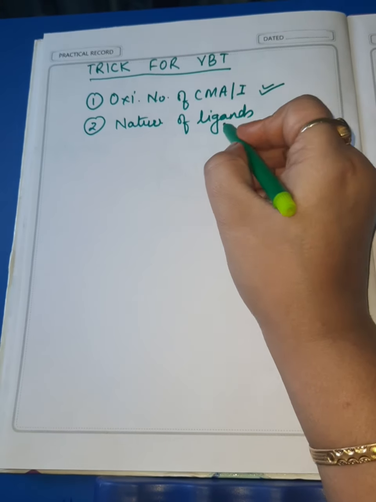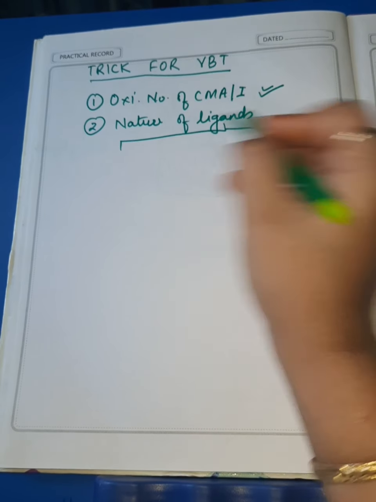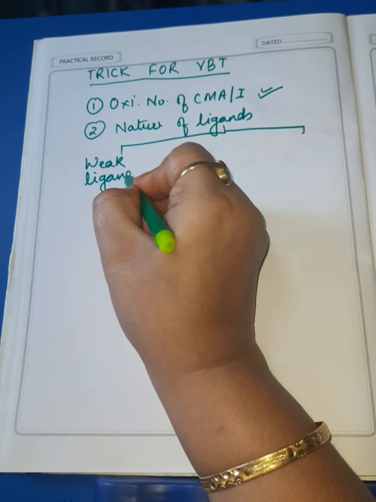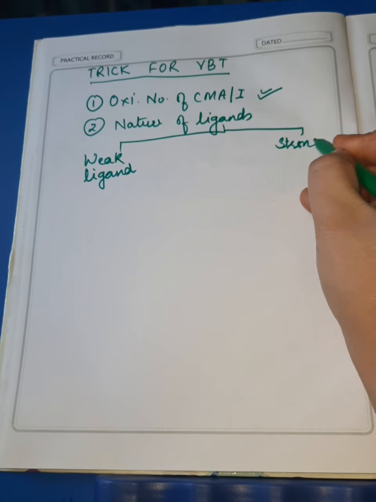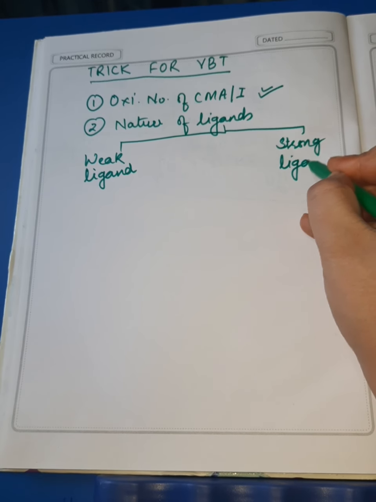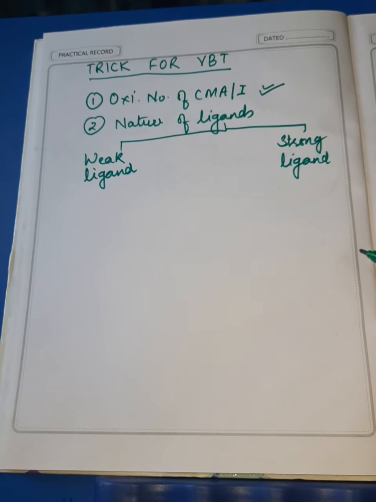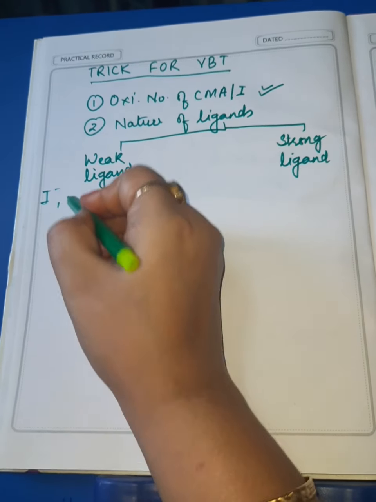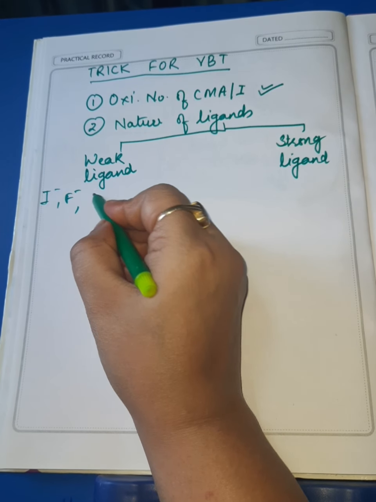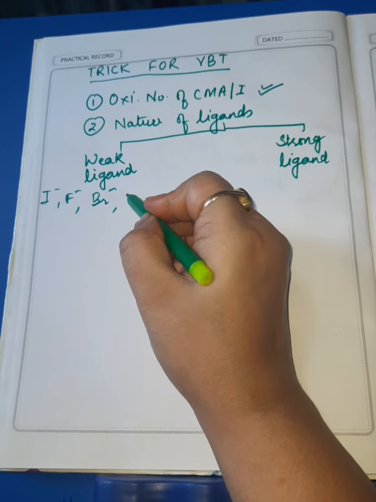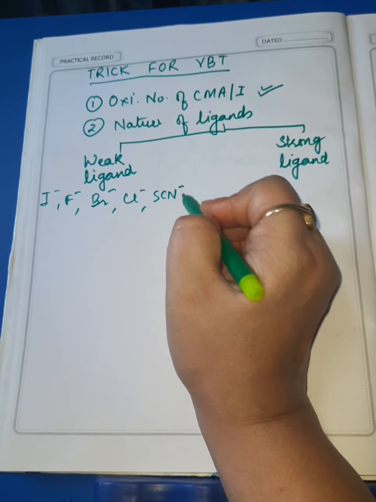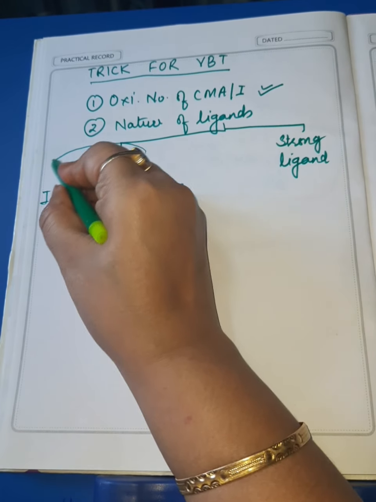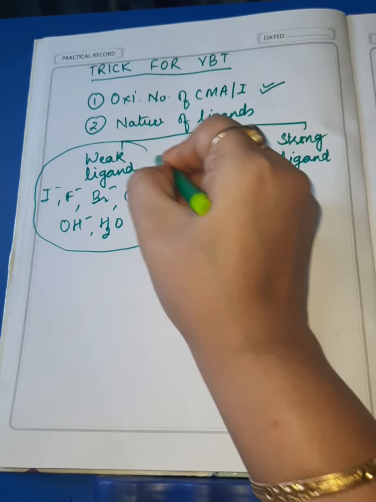Nature of ligands means ligands can be of two types. Certain ligands are weak ligands and certain ligands are strong ligands. Now, the question comes, what are the weak ligands and what are the strong ligands? I have taken out their idea from the spectrochemical series. So, the weak ligands are I minus, F minus, Br minus, Cl minus, SCN minus, OH minus and H2O. So remember, these are a few important weak ligands.